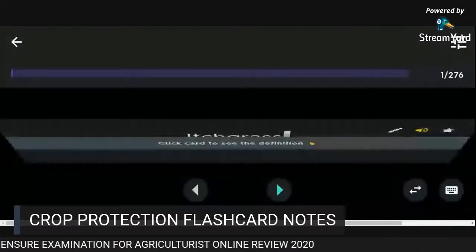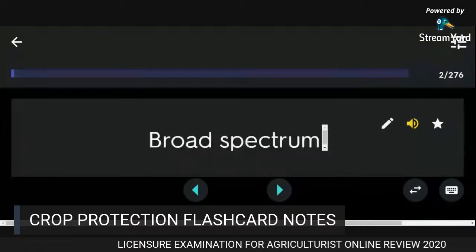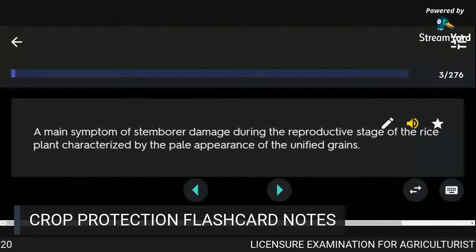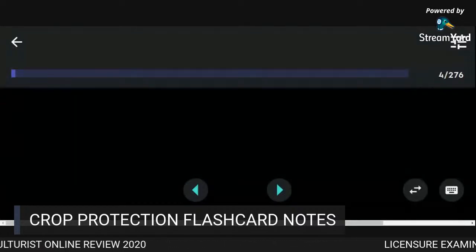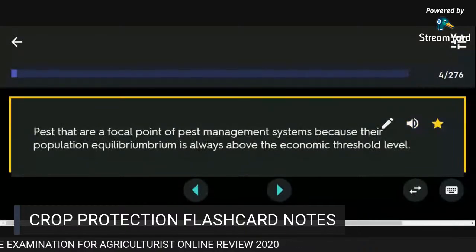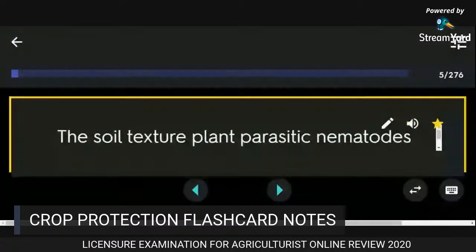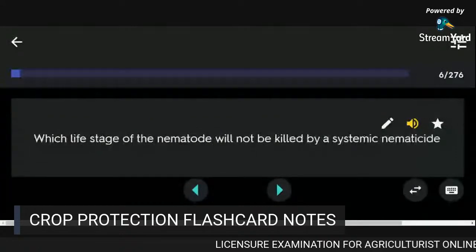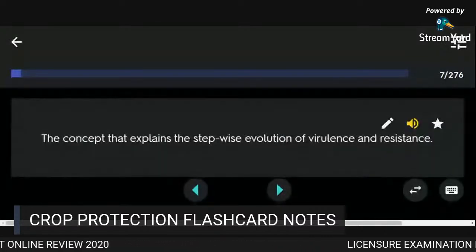Itchgrass. Types of insecticides that kill a wide array of insect pests: broad spectrum. A main symptom of stem borer damage during the reproductive stage of the rice plant, characterized by the pale appearance of the unfilled grains: false smut. Pests that are a focal point of pest management systems because their population equilibrium is always above the economic threshold level: key pest. The soil texture plant parasitic nematodes prefer: sandy soil. Which life stage of the nematode will not be killed by a systemic nematicide: eggs. The concept that explains the stepwise evolution of virulence and resistance: gene for gene concept.